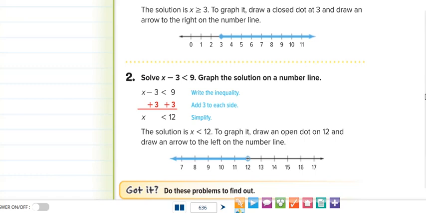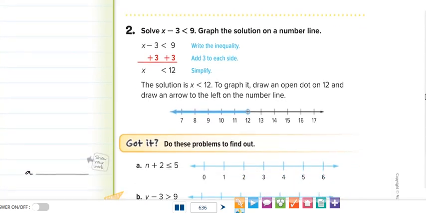So you start at 12 with an empty circle. As you can see, here it's closed because we have or equal sign. Here it's empty because we don't have or equal sign. Heading left, going to the left because x is smaller than 12, and you know smaller than 12 means 11, 10, 9, 8, 7, and so on.